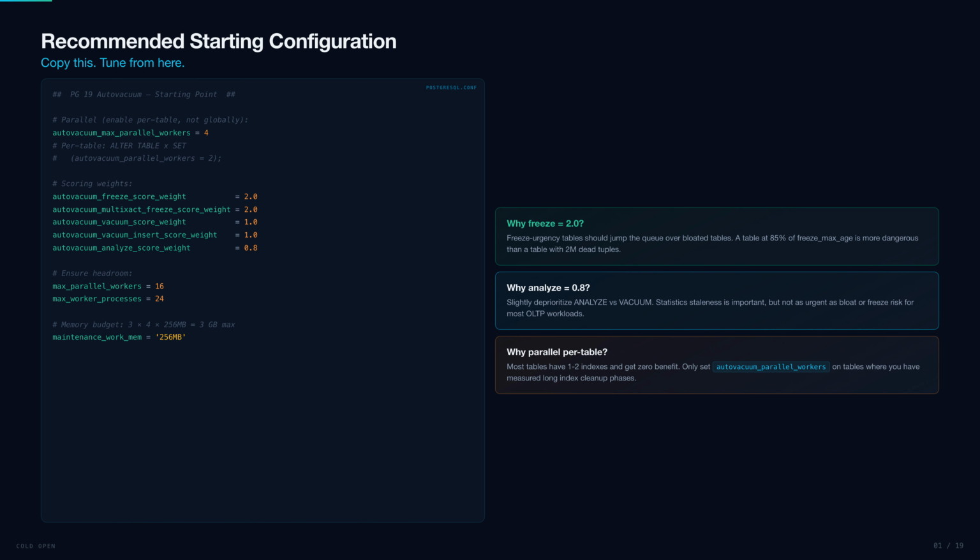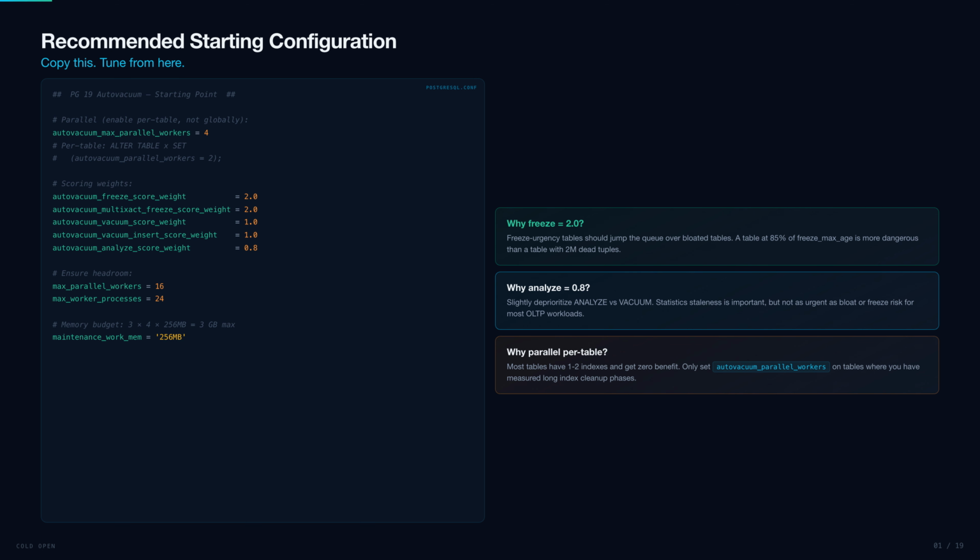Here is the configuration I recommend as a starting point. Parallel, autovacuum_max_parallel_workers equals 4 as a cluster-wide cap. But do not set autovacuum_parallel_workers globally. Use ALTER TABLE on specific tables, the ones with many or expensive indexes. Scoring weights, freeze at 2.0, multixact freeze at 2.0, because wraparound is more dangerous than bloat. Vacuum and vacuum insert at 1.0. Analyze at 0.8, slightly deprioritized because statistic staleness is rarely as urgent as bloat or freeze.